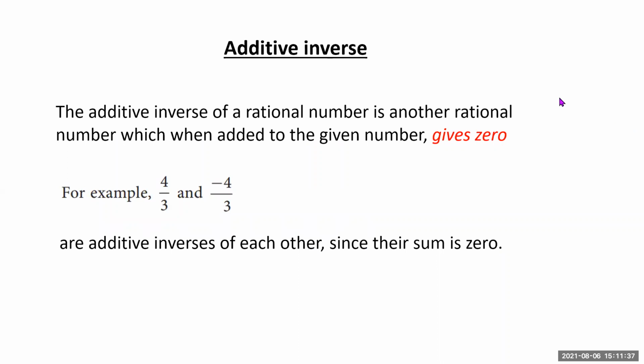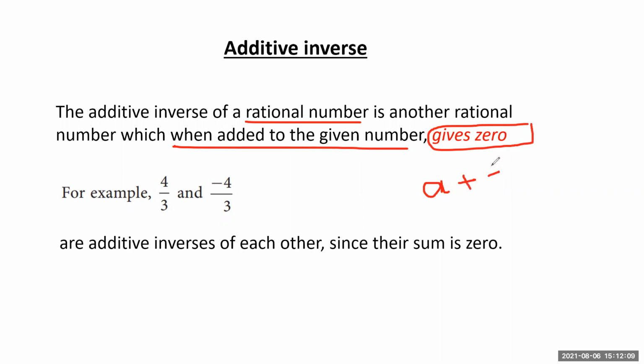Okay, so this one is known as additive inverse. What is additive inverse? By definition, additive inverse is a rational number which, when added to the given number, gives 0. If a is my rational number, I add minus a to get 0. So minus a is the additive inverse of a.